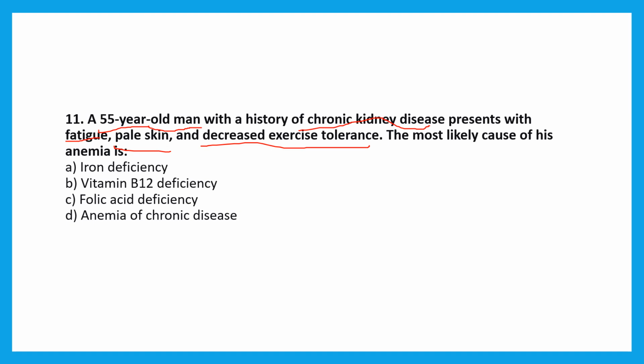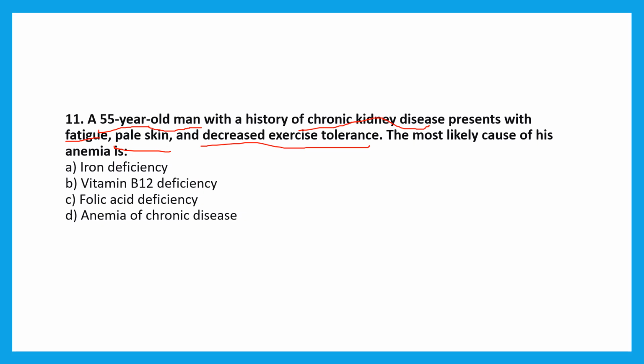So what do we say? Is it iron deficiency? Is it vitamin B12 deficiency? Is it folic acid deficiency? Is it anemia of chronic disease? With this 55-year-old man, look at this chronic kidney disease here. We need to recognize that one of the classic causes of anemia is chronic kidney disease in this case. And let me just say, chronic kidney disease is a classic cause of anemia of chronic disease. Yeah, that is put well.